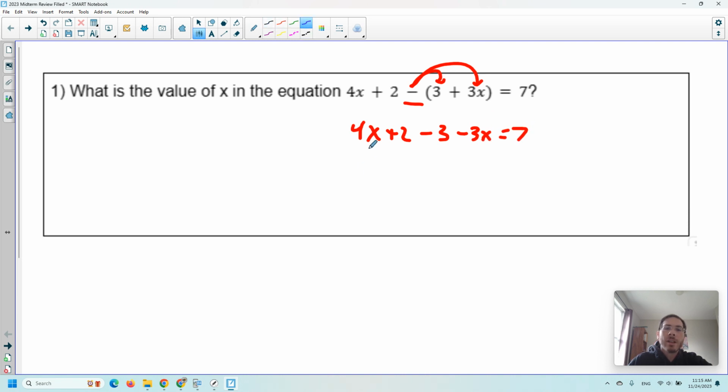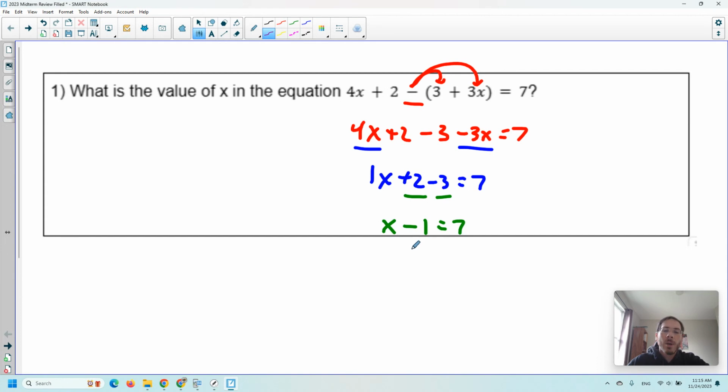We're going to see our like terms on one side of the equal sign is going to be 4x minus 3x is 1x. I'll just leave everything else as is for right now. We're going to go one step at a time. Then we got 2 minus 3 is negative 1. I'm going to drop the 1 in front of the x because 1 times x is just x.